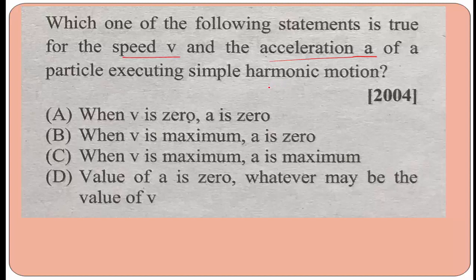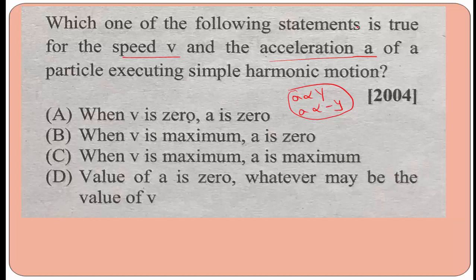In case of simple harmonic motion, the acceleration is directly proportional to its displacement and always directed towards its mean position. But when the velocity of the body is maximum, acceleration becomes zero.